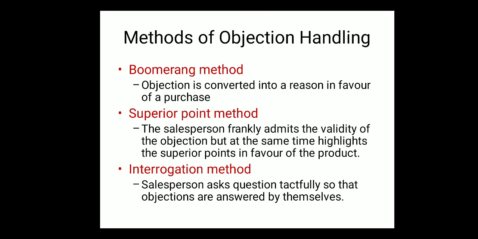And the last method that I want to discuss with you is the interrogation method. This method has some similarity with the reverse method. Under this method, the prospects are asked questions tactfully so that their objections are answered by themselves. Let me give you an example. A prospect may say that he wants to buy a cheap suit.